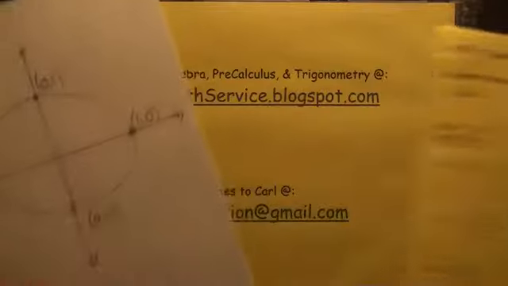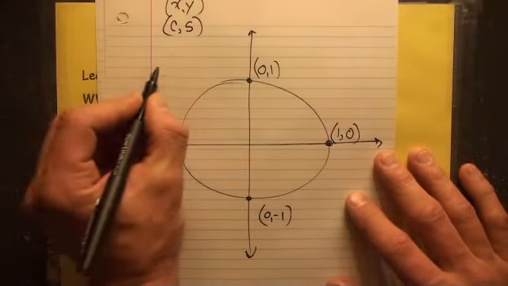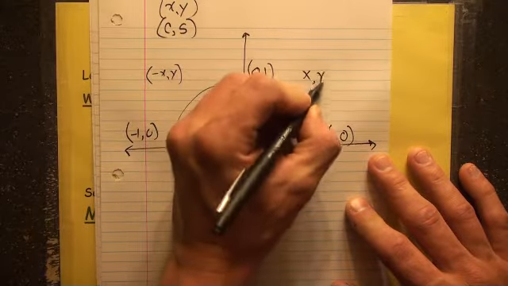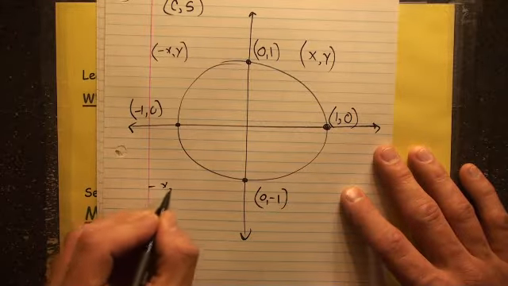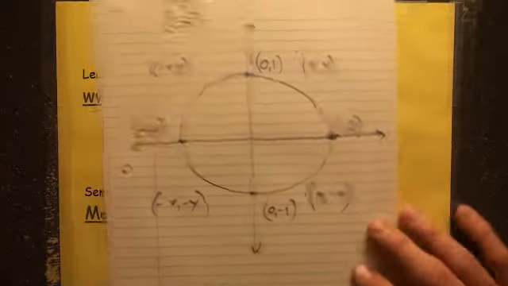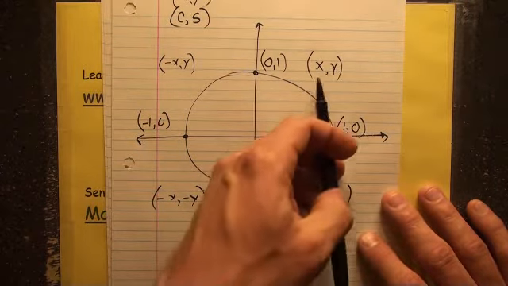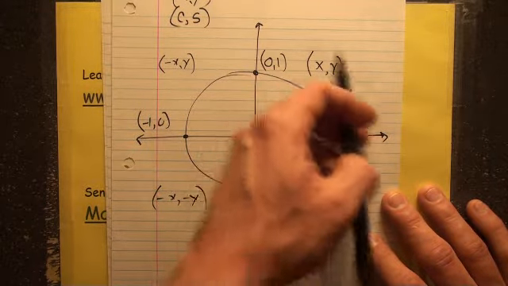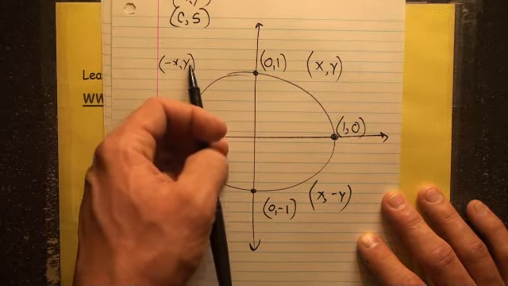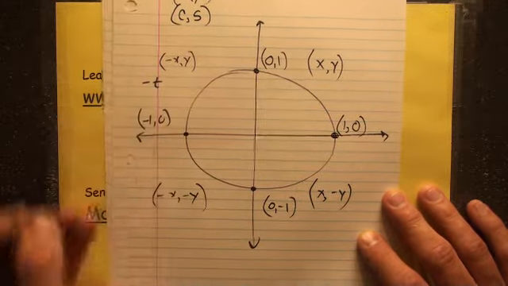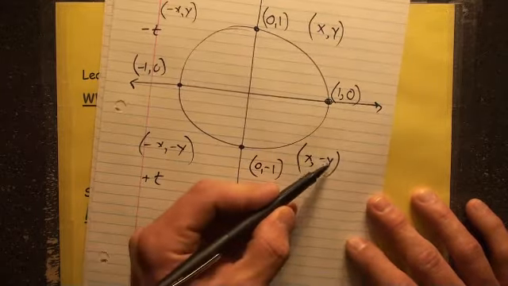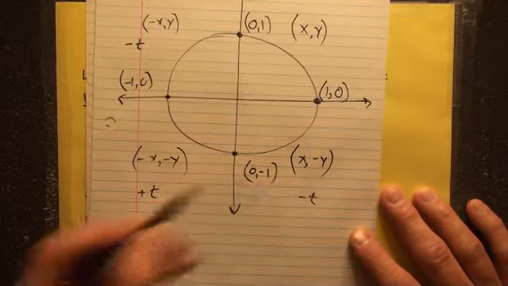And what you may want to start doing is picturing something like this. You're going to have negative x, positive y. Positive x, positive y. Negative x, negative y. Positive x, negative y. Each quadrant tells you what's going on. Positive cosine, positive sine, therefore positive tangent. Negative cosine, positive sine, therefore negative tangent. Negative cosine, negative sine, therefore positive tangent. Positive cosine, negative sine, therefore negative tangent.